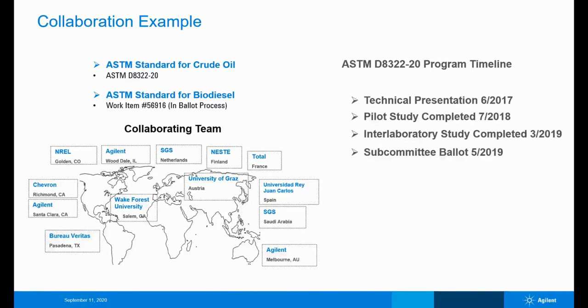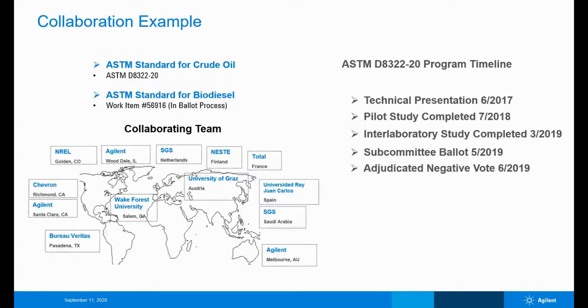Both of these proposed standards were submitted for subcommittee ballot in May of 2019. They were concurrently performed, all 3 of these inter-laboratory studies. There was an inter-laboratory study conducted for crude oil, one for residual fuel oil, and one for biodiesel. They were completed and then inserted and added to the proposed test methods as a precision for each proposed test method.